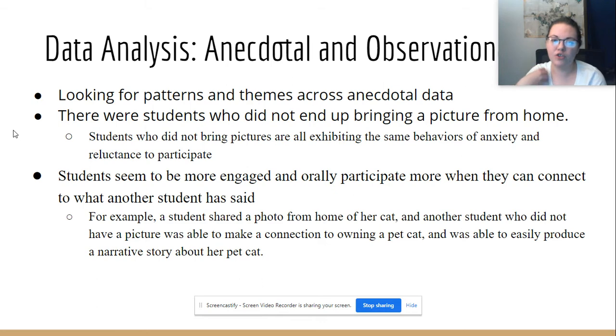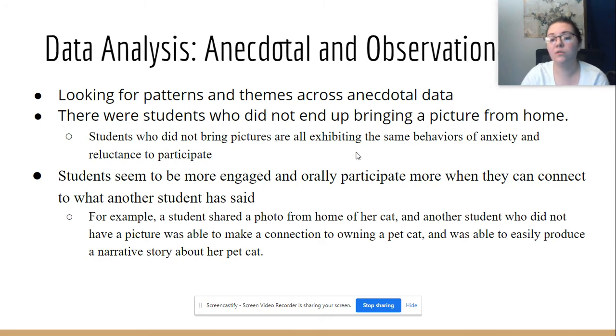I tried my hardest to reach out to all the parents and say, please, please, please bring pictures. You can text them to me. You can email them to me. I can print them out here at school. They can bring them up on an iPad. But there were still parents who did not end up doing that for their students, or students who did not end up being able to bring a picture from home.